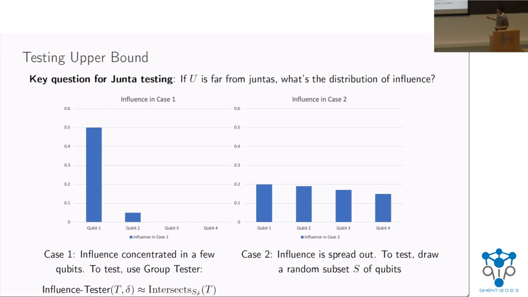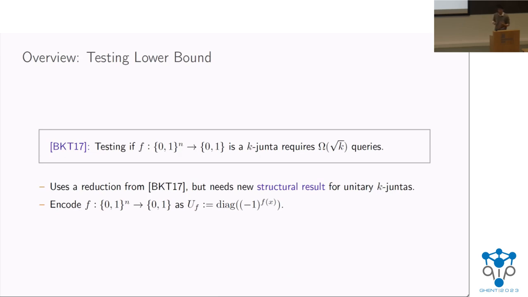And then the second case is when it's more evenly distributed. In this case, the technique is that you pick a random subset of the qubits and then measure the influence of that random subset. If the influence is more spread out like this, then with very high chance, the random subset of qubits you pick out will have a large influence. And this is something you can suss out with an influence tester. So we talked about the techniques to detect if something is far from a junta. Essentially, that gives us an algorithm that will test if a unitary is a k-junta or far from a k-junta in square root k queries.